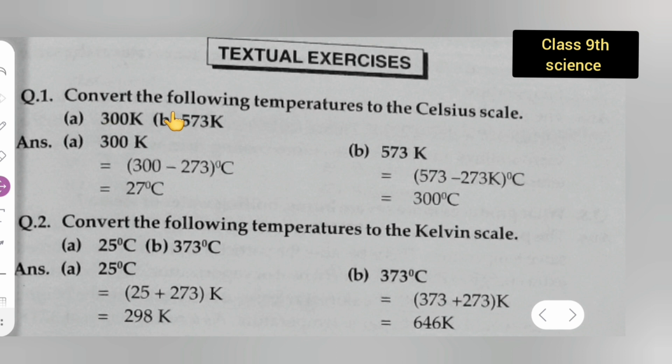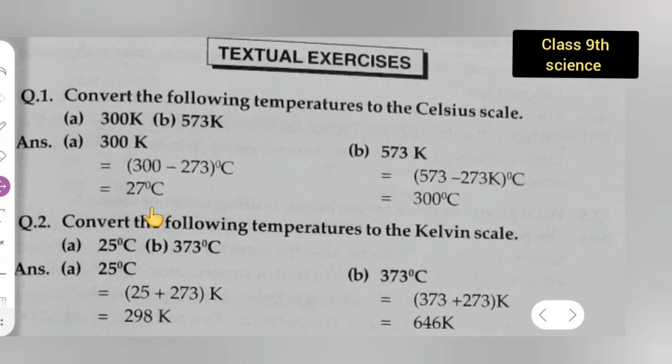Question number 1 is convert the following temperature to the Celsius scale. Okay, so how you'll do it? 300 K. Okay, so what you'll have to do is 300 minus 273. So you have to convert the following temperature to the Celsius scale, right? So 300 minus 273 is nothing but 27 degrees Celsius.